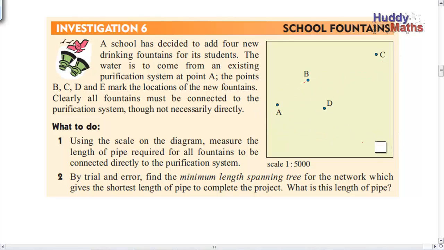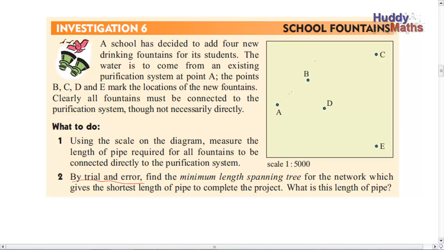Okay, to get all of them connected with the minimum length of pipe. Using the scale on the diagram, you can measure off the screen here, because all you're interested in is which length is bigger than the other. Trial and error, find the minimum length spanning tree for the network which gives the shortest length of pipe. It won't be joining them all directly to A, like I said before. You should be able to shorten it there. All right, have a go, and you might talk to classmates and teacher about what the minimum length is.